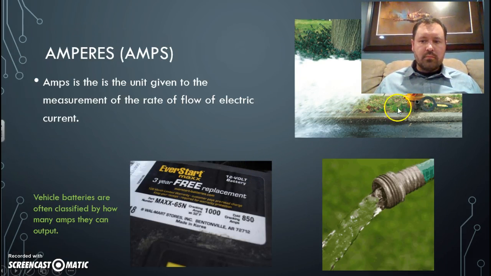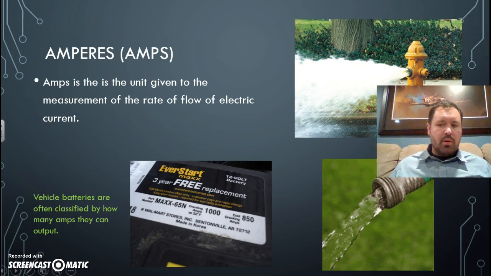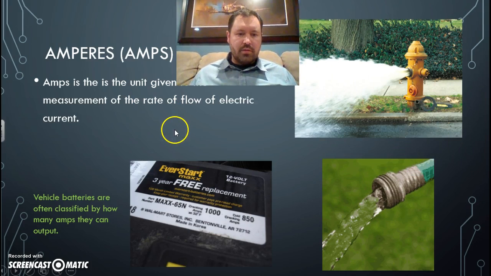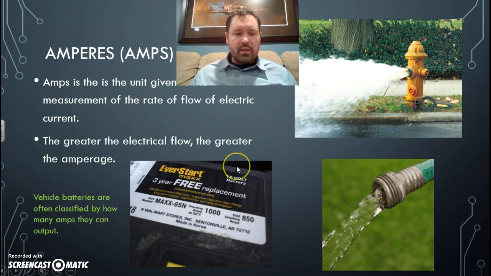Okay, so I suppose the next question is, how do we measure this flow of electricity? Well, first off, there's amps. Amps is the unit given to the measurement of the rate of electric flow. So it all depends on how fast something is flowing. So the greater the electric flow, the greater the amperage.